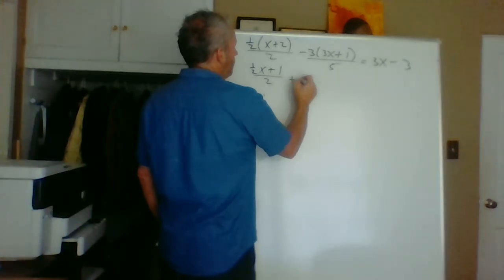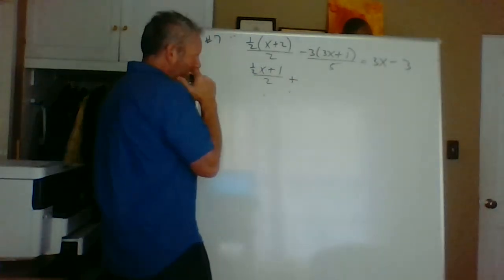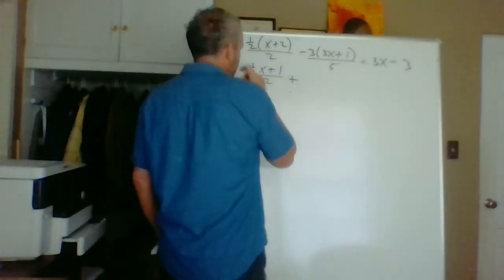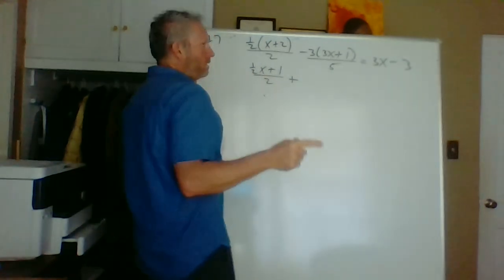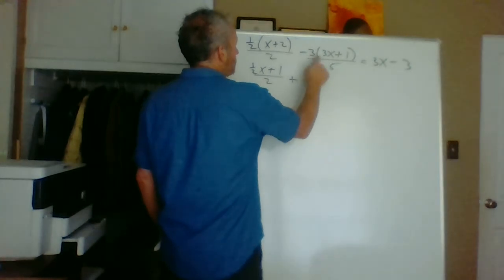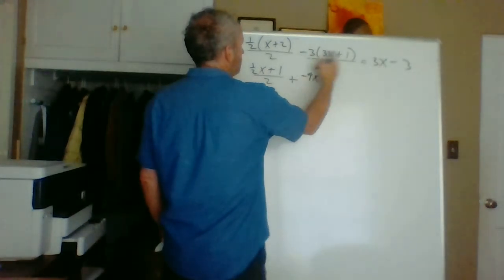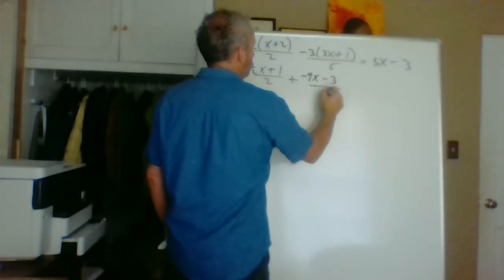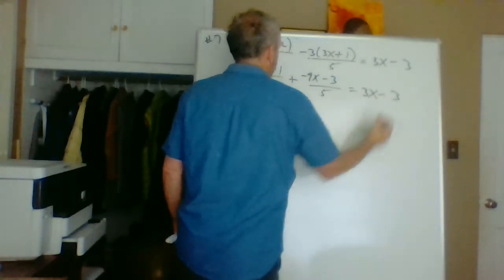Same thing here. Now, notice the way I'm going to write this, and be careful with the positive and negative signs. I could have written minus. Absolutely, I could have done that, and maybe I'll regret doing that. But this times this, negative 9x, and this times this, negative 3 over 5 equals 3x minus 3.